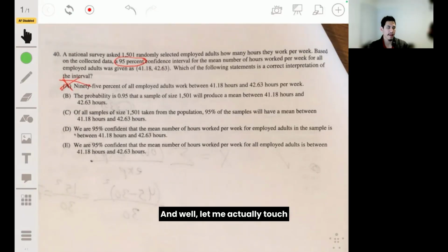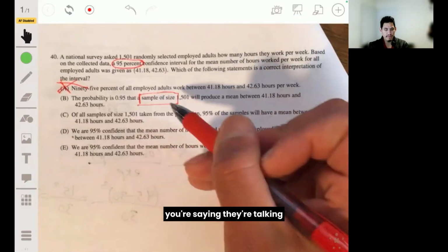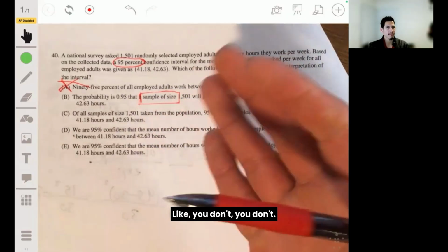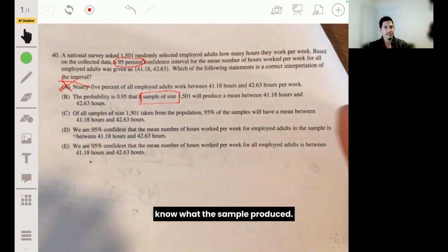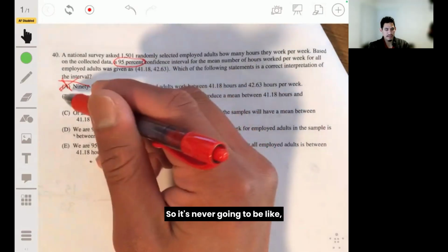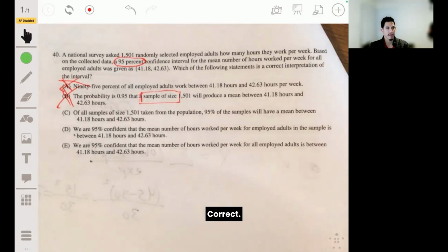Let me actually touch more on this, especially when you're talking about the probability of a sample. You already know what the sample produced. You're not going to be guessing about the sample. You're going to be using the sample to make estimates about the population. So it's never going to be like, we're pretty sure that this interval contains a sample. So be careful of those ones. Those are never correct.